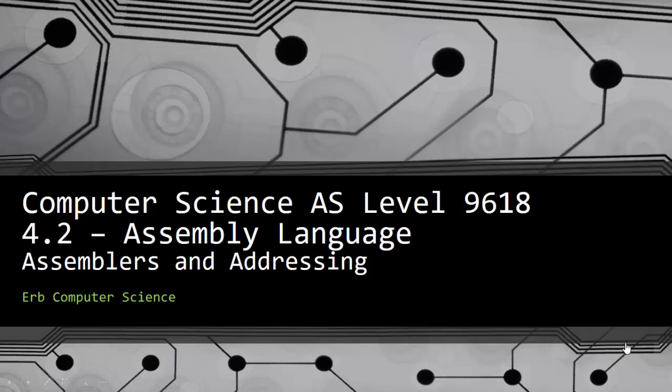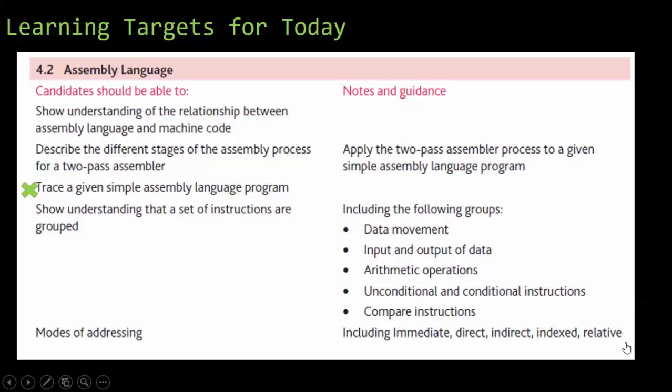In this video, we continue with the Computer Science AS level curriculum, course code 9618, talking about topic 4.2, assembly language, assemblers, and addressing. Let's go ahead and take a look at the learning targets. Candidates should be able to show an understanding of the relationship between assembly language and machine code. We're going to talk about both of those.